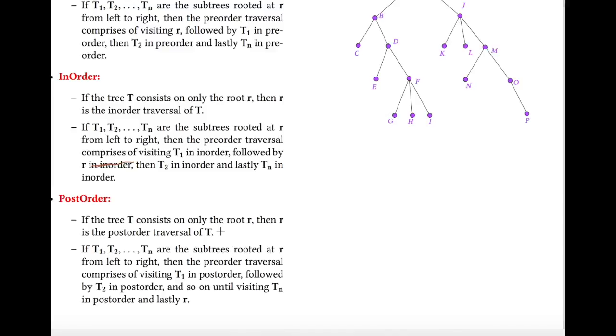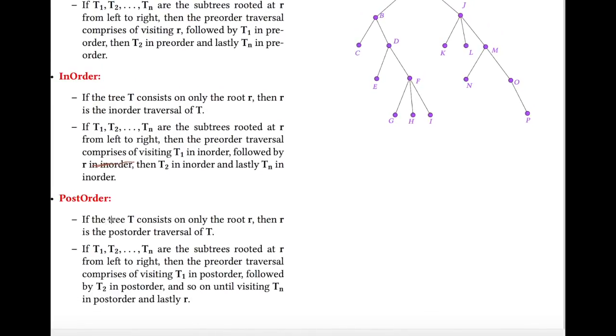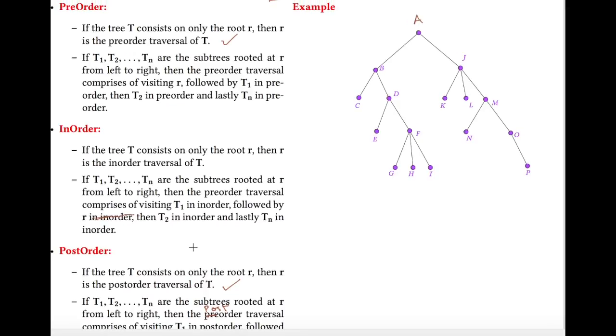Okay, so now let's go through our post-order traversal. So post-order traversal, again, the first condition is still the same: if we have just the root, we have just the root as the post-order traversal. But if we have subtrees T1, T2 up to Tn, then post-order traversal comprises visiting T1 in post-order, followed by T2 in post-order, and so on until visiting Tn in post-order, and lastly R. Okay, so again, it's a recursive definition. So we stop when we have only one root in the tree.